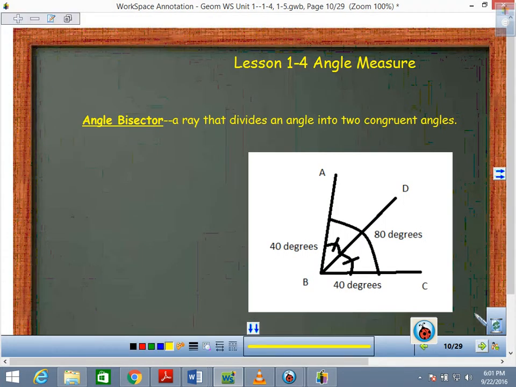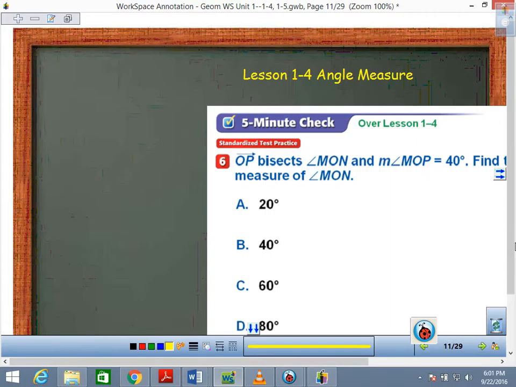So we're going to talk about another vocabulary word, angle bisector. An angle bisector is a ray that's going to cut an angle into halves, and it makes them into two completely congruent angles, completely the same.